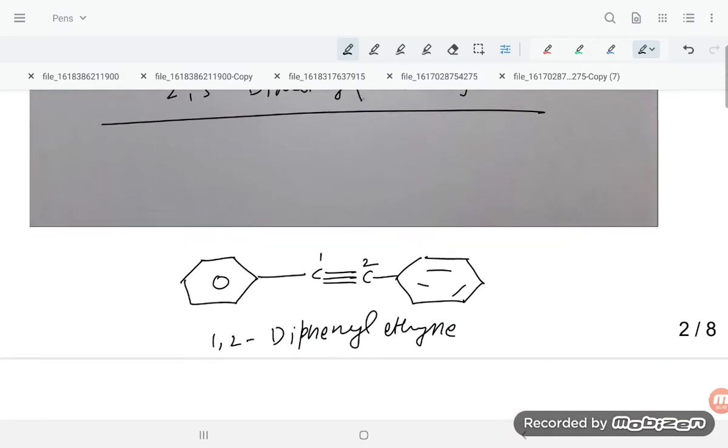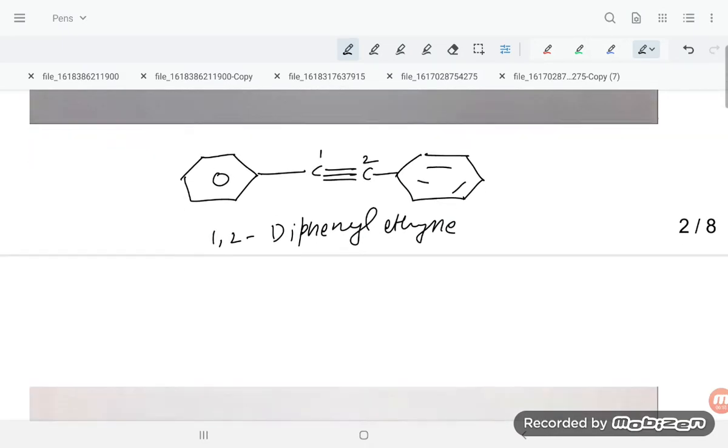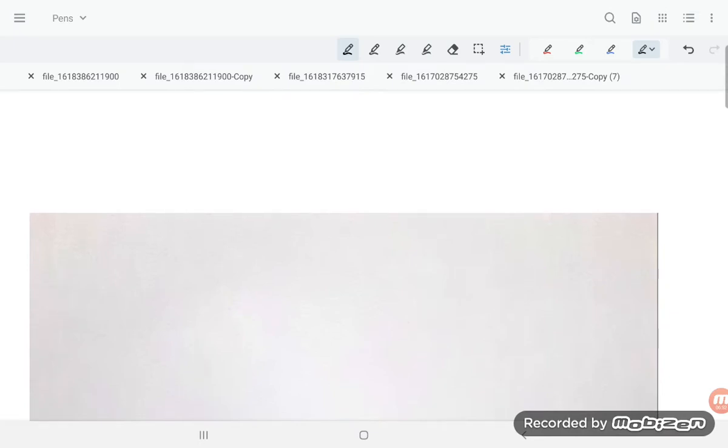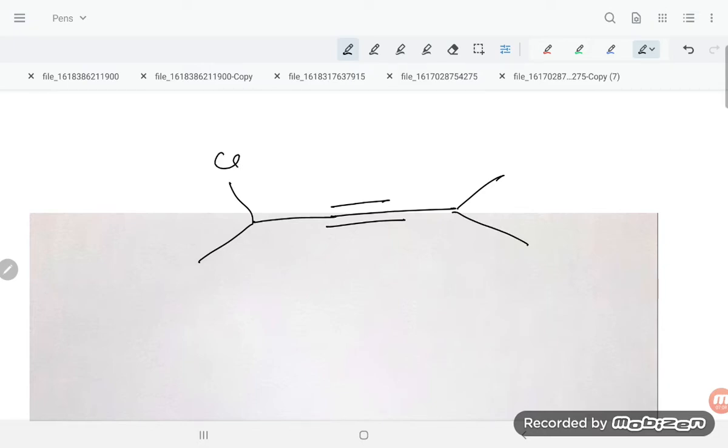Next one, if we have the compound, let us see, students, this compound here where we are putting the Cl. So how can we do the numbering?